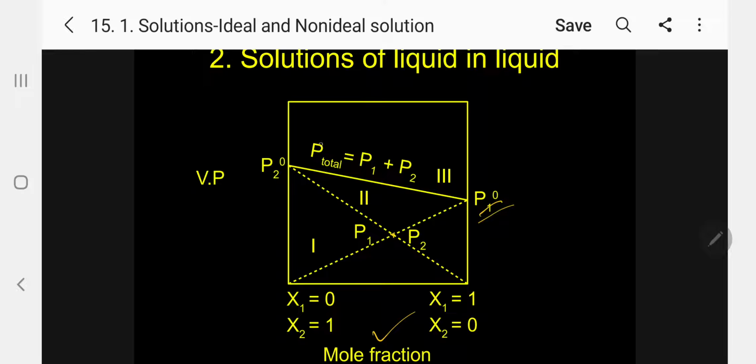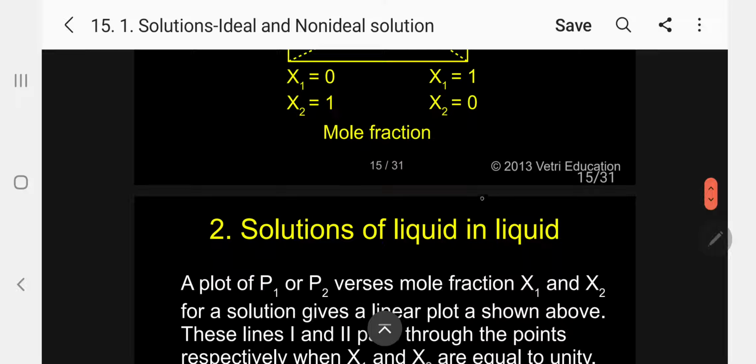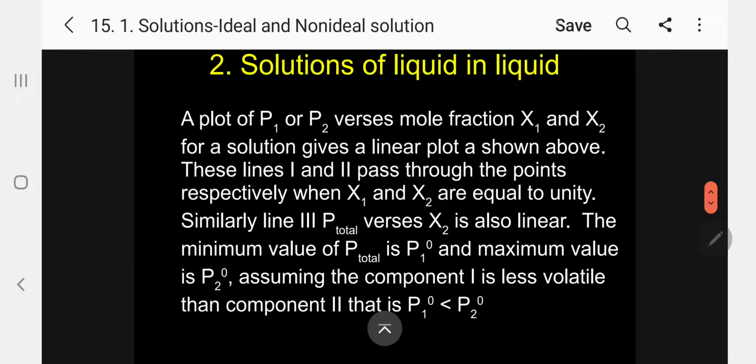And also when you connect P2 naught and P1, again we are getting a straight line, which is nothing but P total equal to P1 plus P2. It is the third line. Let me explain. Kindly have this in mind. You can easily understand now.